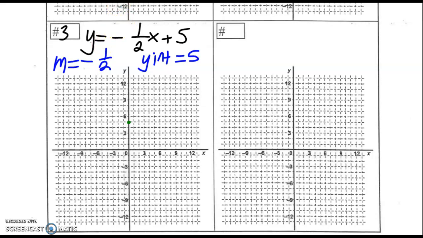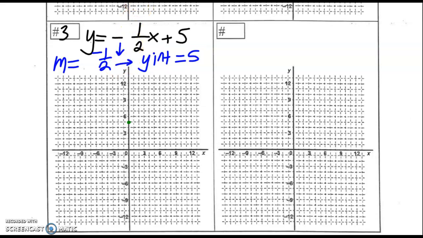Numerator, okay. So I'm going to erase this right out here, and I'm going to put the negative in the numerator. So it goes there. So numerator means which direction? Up or down, but in this case it's going to be down 1, down 1. And then denominator tells us left or right. Because it's positive in this case, we're going to go right 2.